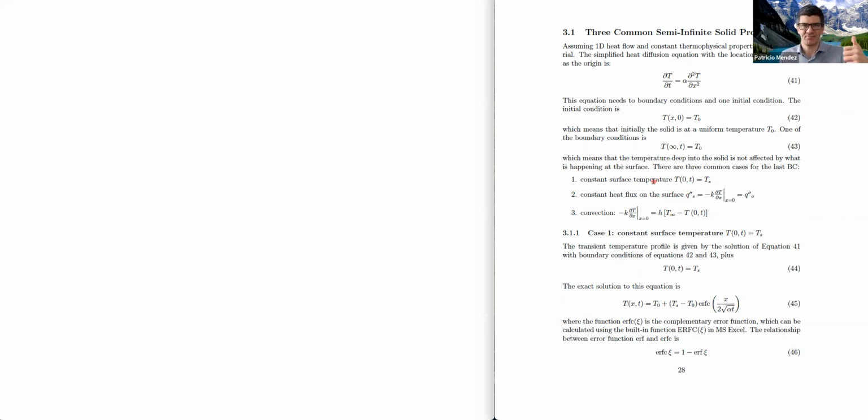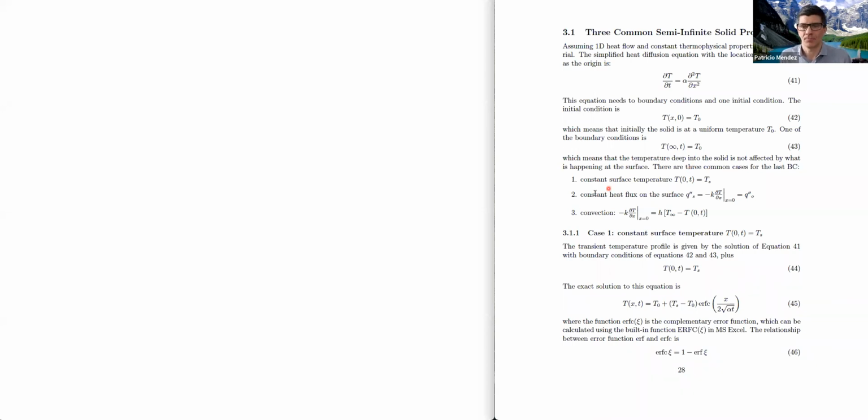Choice number one, we are going to say that the surface of the solid is at a constant surface temperature. So we're going to say that at time equals 0, the temperature of the surface is Ts. I impose it. For example, that would be the case if I have a very, very intense convection and it takes instantly the surface temperature to the value of the temperature of the fluid, right? So this is a potential condition, which we're going to see soon.